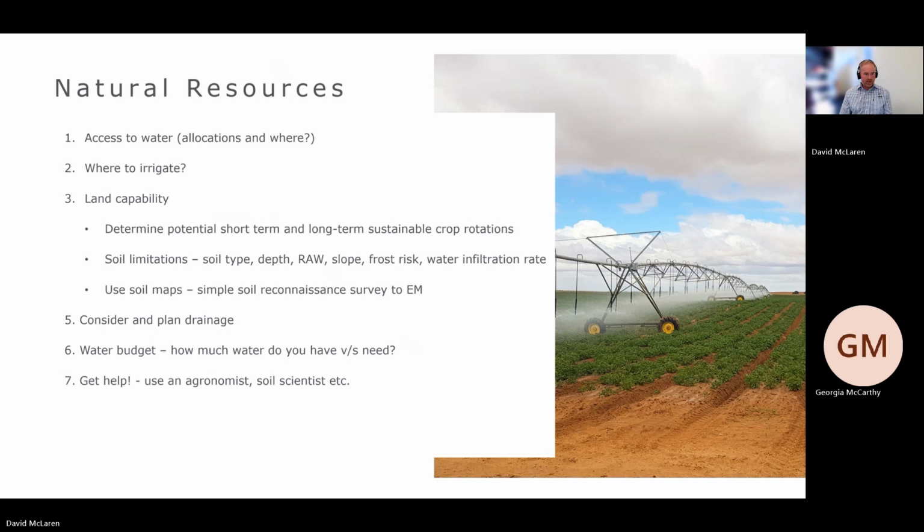And then this final step here, when it comes to natural resources, is really important. So get help. It's so important that you reach out. Use people with the expertise and skills, someone like a knowledgeable agronomist or a soil scientist that can help you through or help you navigate this space when it comes to looking at natural resources.